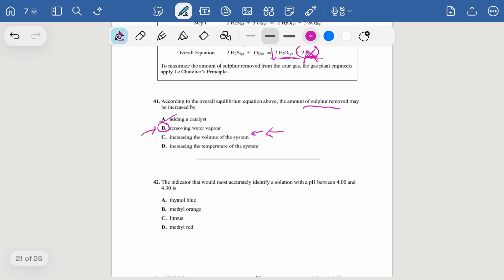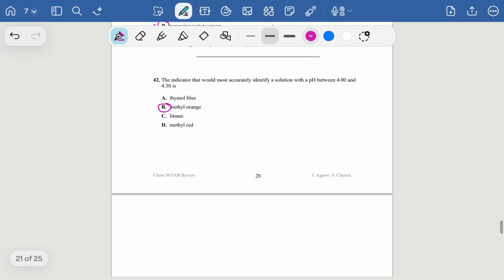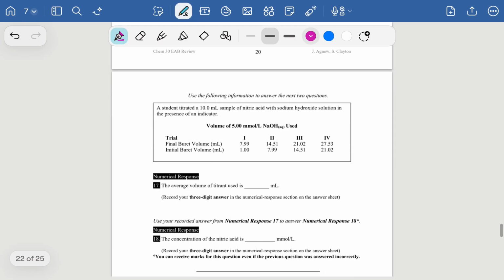The next one, 42, asks for an indicator that can identify a solution between a pH of 4 and 4.3. Again, you're just looking at your indicators page, making sure you understand how to read an indicator, and the one that would work is B, methyl orange, which would include that range.